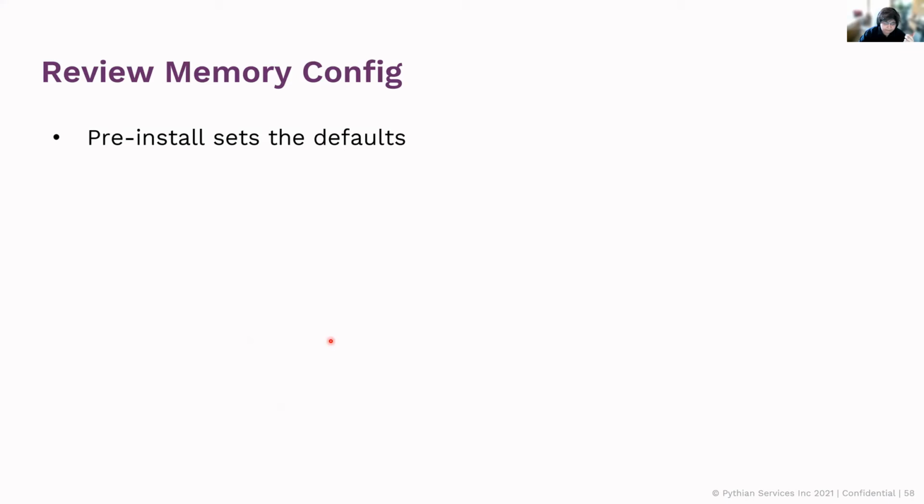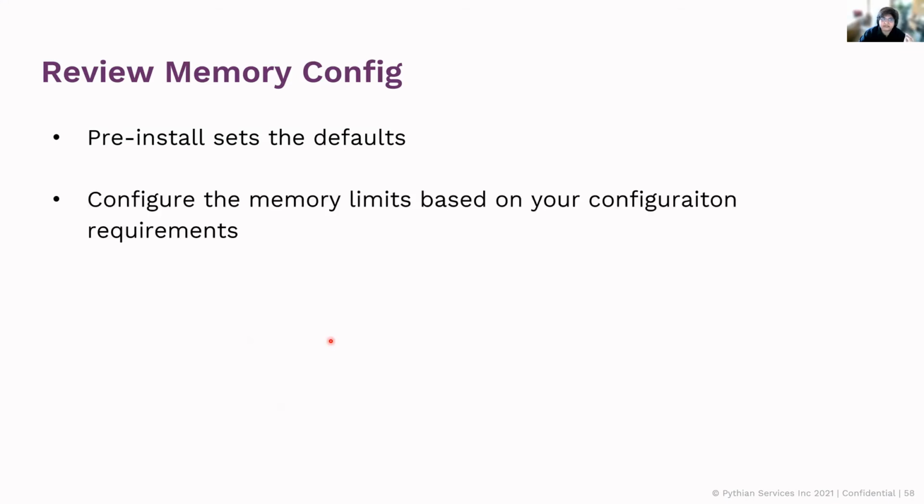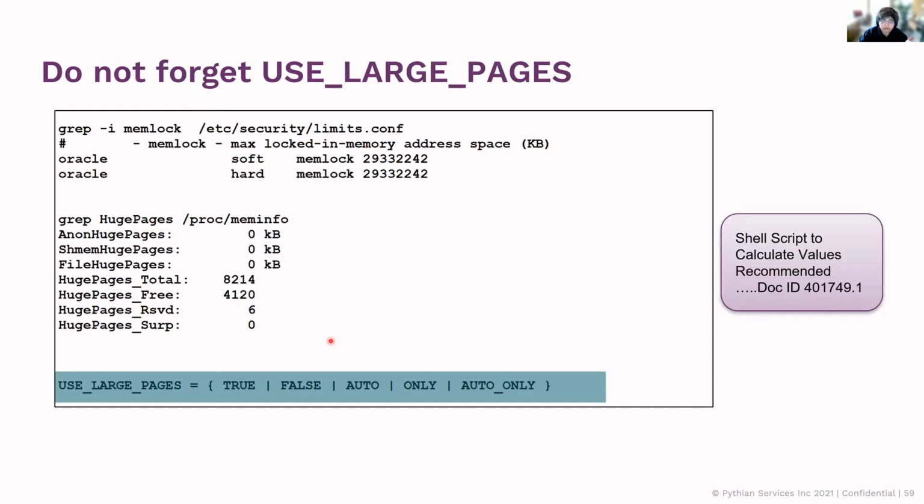Again, your pre-installation RPM sets all your memory settings and limits, but it sets the defaults. You might need to go in, review your memory, and reset it based on the RAM that you actually have and are planning to use. And don't forget the use of huge pages on Linux systems. Now, you can use memlock to verify that your memory settings are as required, and grep huge pages. Do not forget to use large pages, and ensure rather that your database is using large pages.